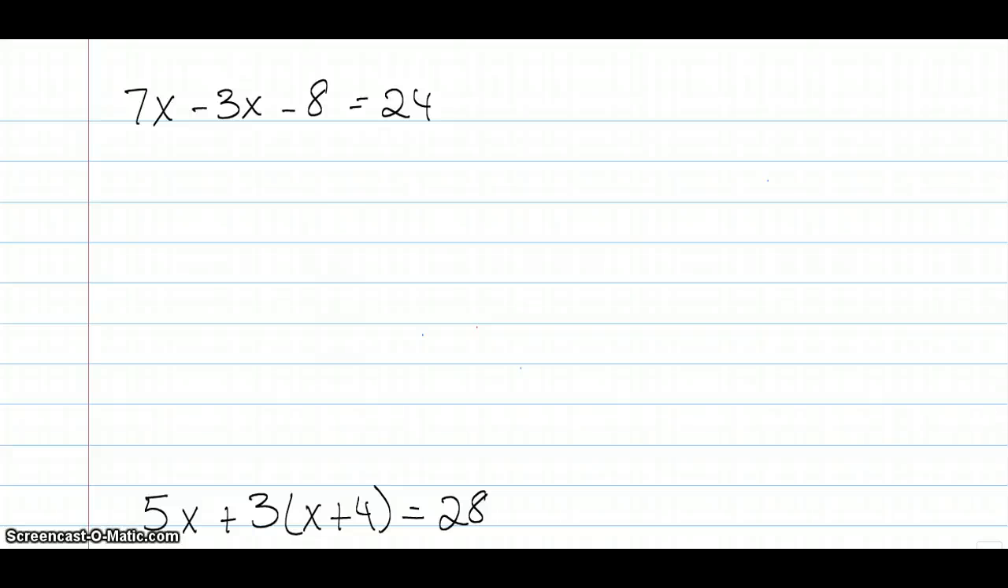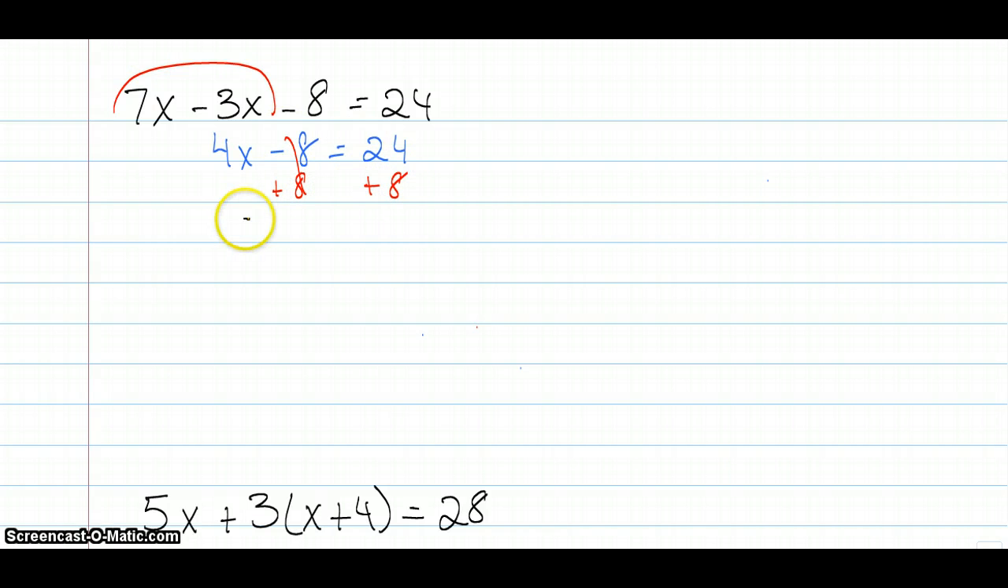Now I have 7x minus 3x minus 8 is equal to 24. First thing I'm going to do is combine my like terms. 7x minus 3x is going to give me 4x. So I have 4x minus 8 is equal to 24. I have a minus 8, so I'm going to add 8 to both sides. So now I have 4x is equal to 24 plus 8 is 32. Divide both sides by 4. So now I have x is equal to 8.